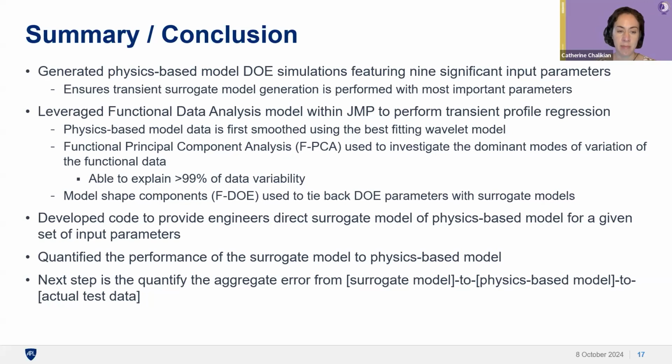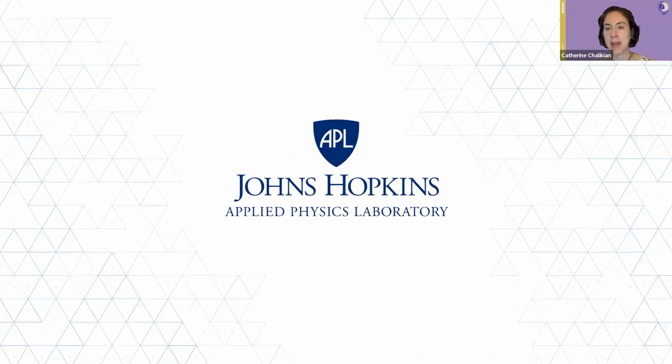We then created R and MATLAB scripts to provide predictive expressions of the physics-based model to engineers and for our error analysis, and quantified the performance of the surrogate model to the physics-based model. Next, we plan to quantify the aggregate error for the surrogate model to the physics-based model. And that concludes the informational portion, and I'm sure Elizabeth would be happy to answer any questions.